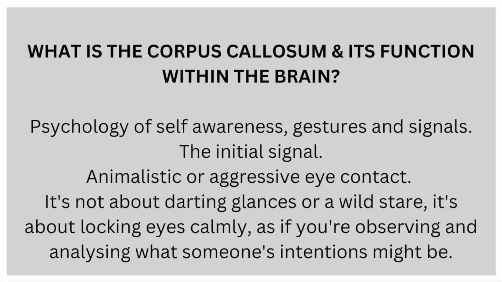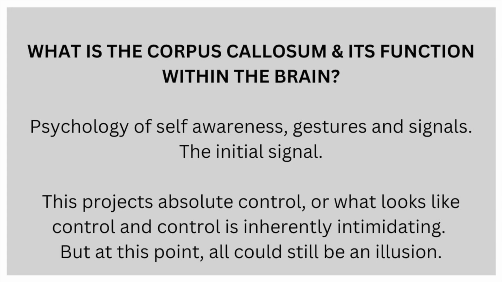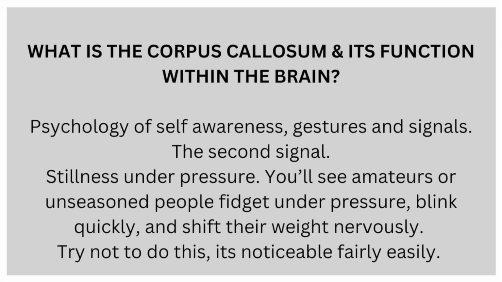The initial signal, this being animalistic or aggressive eye contact. It's not about darting glances or a wild stare. It's about locking eyes calmly, as if you're observing and analysing what someone's intentions might be. This projects absolute control, or what looks like control, and control is inherently intimidating, but at this point, all could still be an illusion.